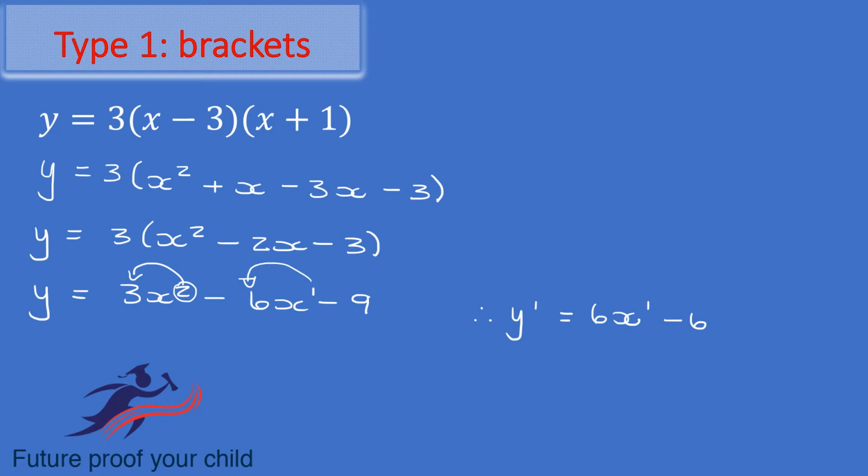Then please note, the negative 9 does not have an x. So if you want, you can write x to the power of 0. Anything to the power of 0, except for 0, will be 1. 0 times negative 9 is 0. Then you don't have to write down x to the power of negative 1, because 0 times x to the negative 1 will still be 0. Therefore, y prime will be 6x minus 6.